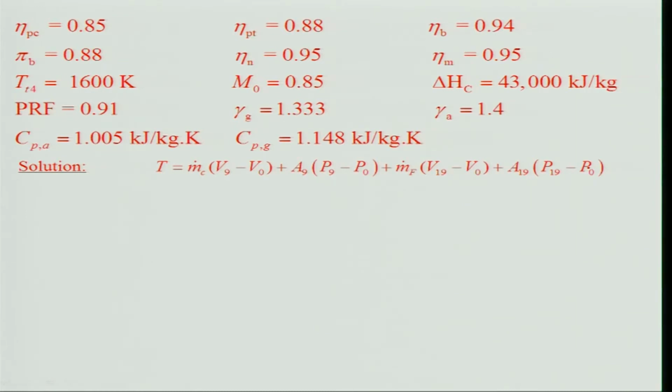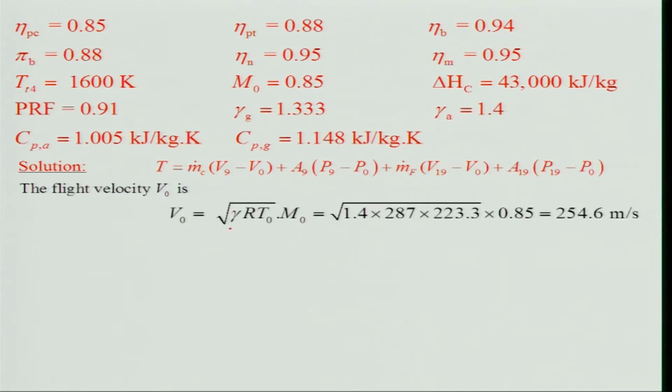So, we will have to find out the flight velocity. V0 can be easily determined because we know the temperature T0 and we know the Mach number. V0 will be the square root of gamma a R T0 times the Mach number. All these values are given to you, so you can substitute them and you will get 254.6 meters per second.